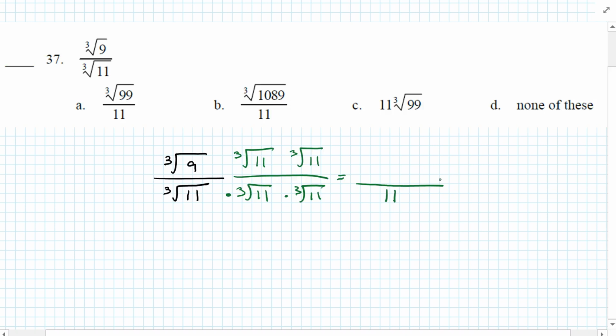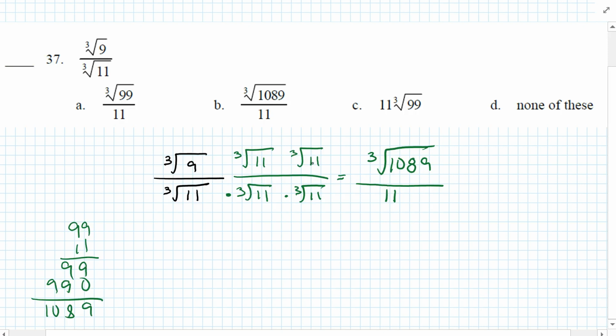All right, 9 times 11 times 11. Well, I know that'd be 99 times 11. So it's going to be 99, 0, 99. Add them. 9, 8, 10, 8, 9. So I'm going to have the cube root of 1089 up top. And I know that won't prime factor because I multiplied prime numbers, basically. 11 and 11 and then 3 and 3. So my final answer is the cube root of 1089 over 11. B.